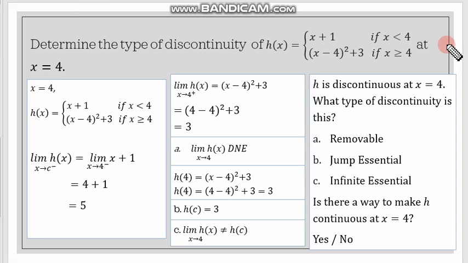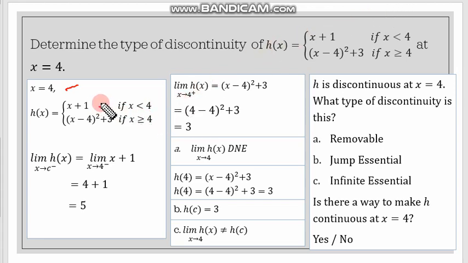Okay, another example. Determine the type of discontinuity of h of x at x is equal to 4. Our h of x is equal to x plus 1 if x is less than 4, and quantity of x minus 4 squared plus 3 if x is greater than or equal to 4. Now, first let's determine the limit of the function at x is equal to 4. Let's start with the limit at the left side.